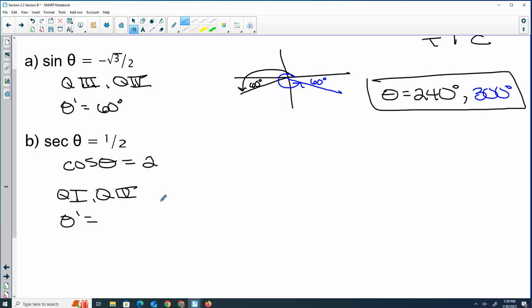Reference angle. When is cosine equal to 2? Can it equal 2? Remember back in chapter 1 we talked about the possible values for our trig functions? And we said that sine and cosine have to be things between negative 1 and positive 1. So is it possible for cosine to equal 2? No. So this one is no solution. It will never happen.